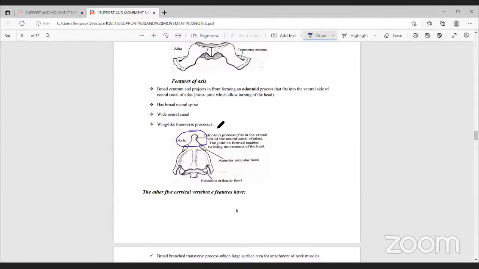Wide neurocanal. Again, this one here is not 3D, therefore it is difficult to see the wide neurocanal. But once you come back, be sure you're going to proceed to the lab to see these features. The other thing is that they have large wing-like transverse processes.